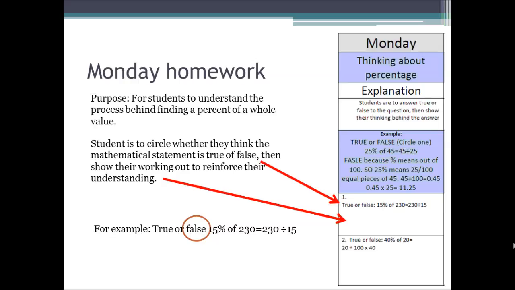So what we're doing is we're really trying to weed out the misconceptions here. Then down the bottom they should write 15% of 230 equals 230, which is the whole, divided by 100, which is the 100 pieces, so that's the percent. And then we're going to find what 15 of those hundredths are. And we're going to get our answer, which will then be correct. So that shows our thinking. That's what's really important.